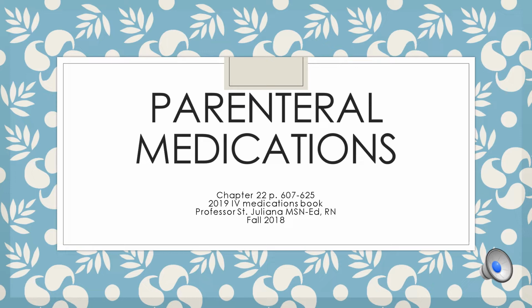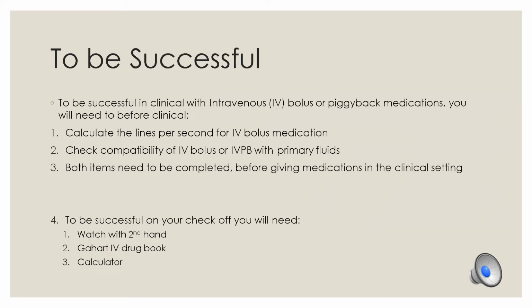You also need a watch with a second hand and a calculator to do drug calculations, and I'll go over that also. So welcome to Skill 2, Parenteral Medications. To be successful in clinical with IV bolus medications, you will need to complete the following before clinical. First, you will need to calculate the lines per second for IV bolus. You'll need to check compatibility of the IV bolus or IV piggyback medication with primary fluids, and both of these items need to be completed before giving medications in the clinical setting.